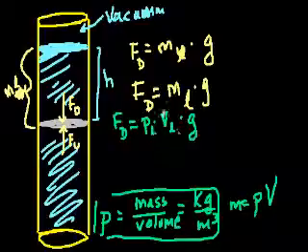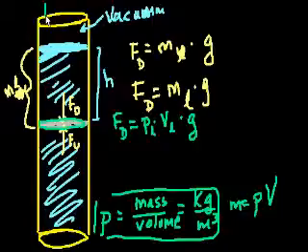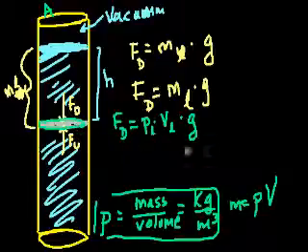And what's the volume of the liquid? Well, the volume of the liquid is going to be the cross-sectional area of the cylinder, right, times the height. So let's call this cross-sectional area A, A for area. That's the area of the cylinder or the foil that's floating within the water.